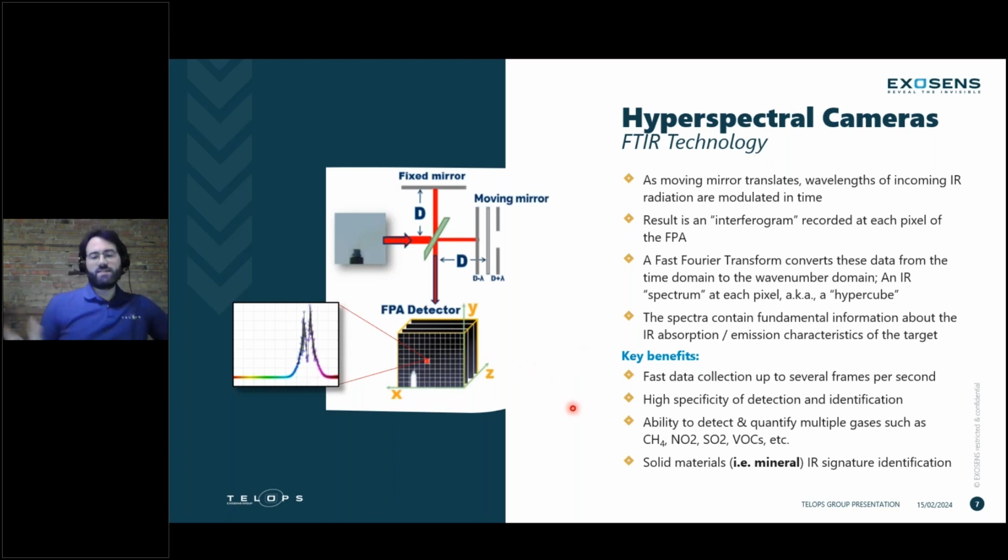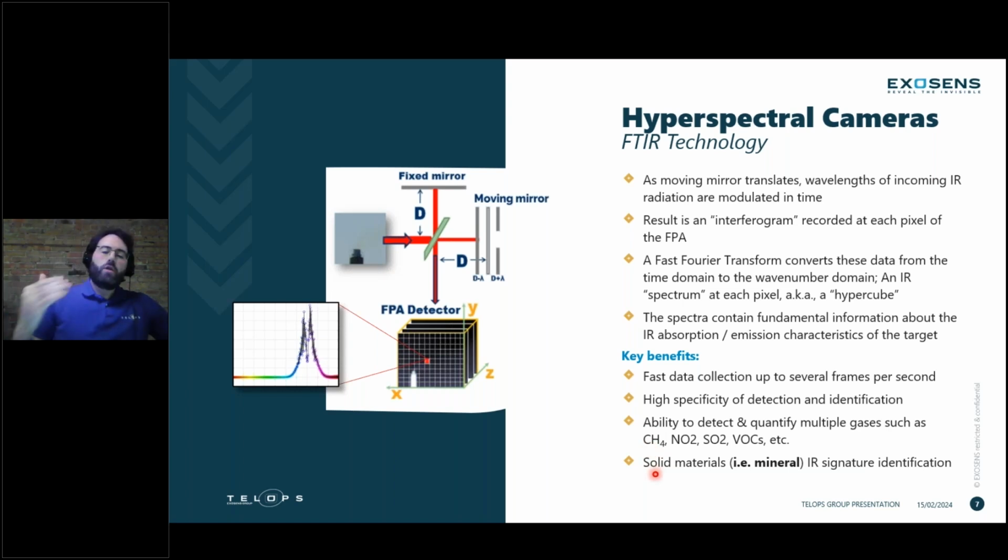So with this kind of technology, it has quite a few benefits. You have quite fast data collection. You can have up to several frames per second. You have quite a high specificity for the detection and identification of compounds. You can detect and even quantify multiple gases, such as methane, NO2, N2O, SO2, volatile organic compounds, and, believe me, plenty more. Not only gases, but like I mentioned, you can do that for solid materials just as well.